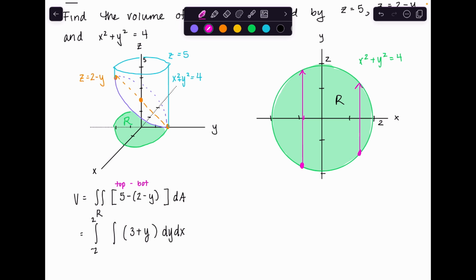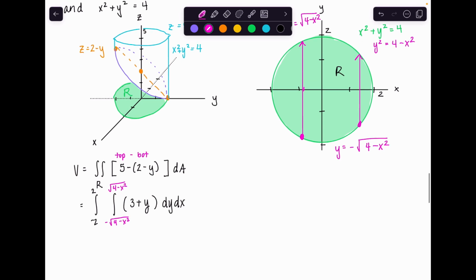If you were to rearrange this, y squared is 4 minus x squared. Taking a square root gives you plus or minus. The bottom half of the circle is negative square root of 4 minus x squared, and the top is positive square root of 4 minus x squared. So these would be the bounds with respect to x and y. Although the inside function is not hard to integrate, when I go to plug in these bounds, it's going to make a complicated integral, and I don't want to do that.